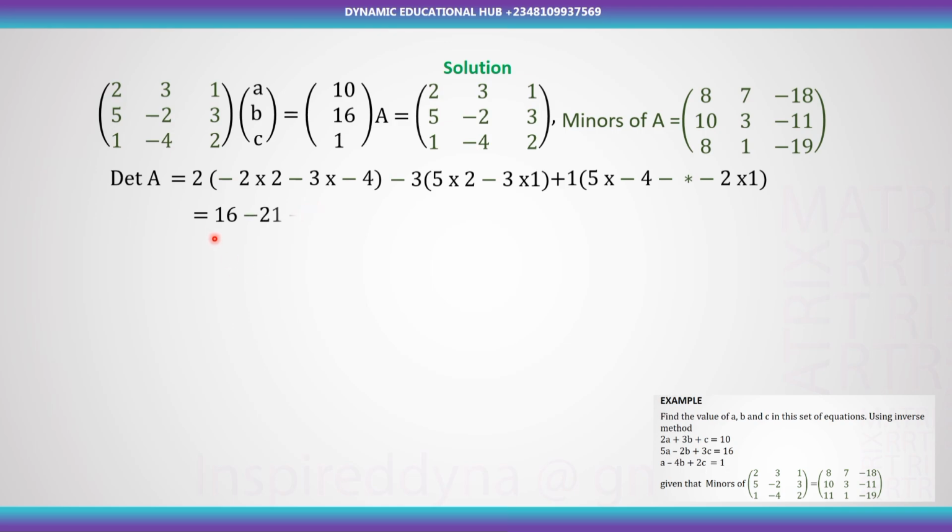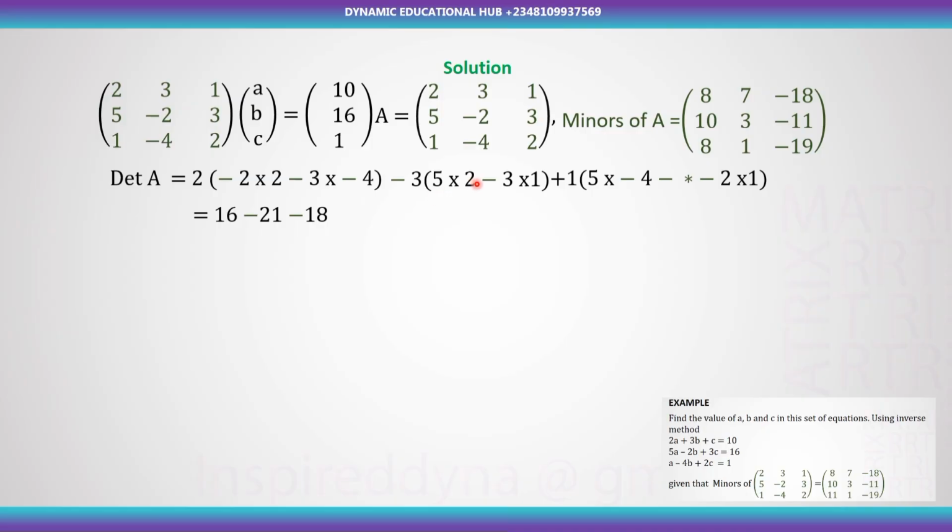The first one here we are going to have 16, second one here we are going to have minus 21, and the third one here we are going to have minus 18. So minus 2 times 2, that's minus 4, minus 3 times minus 4, that is 12, or plus 12. Plus 12 minus 4, that is plus 8. 8 multiplied by 2 outside, 16.